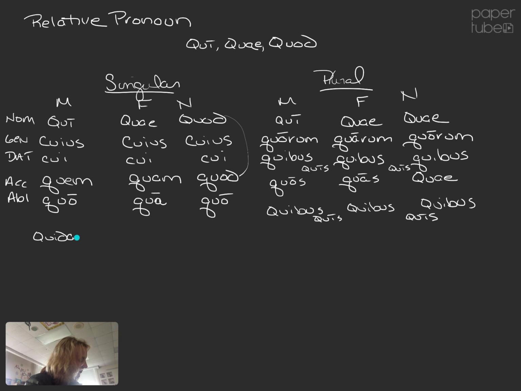Quidam, meaning one or a certain. Like, did you go to the island? A certain island? Or did you go to any island? This would be the one island, a certain island.